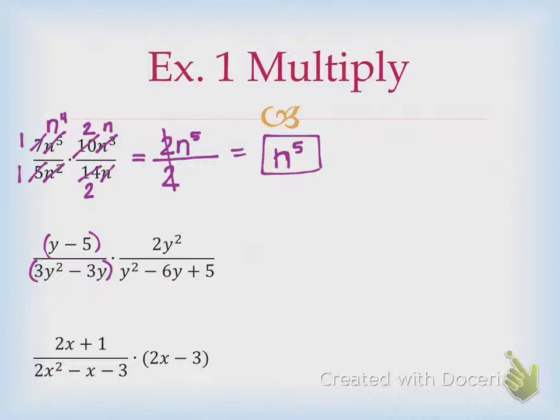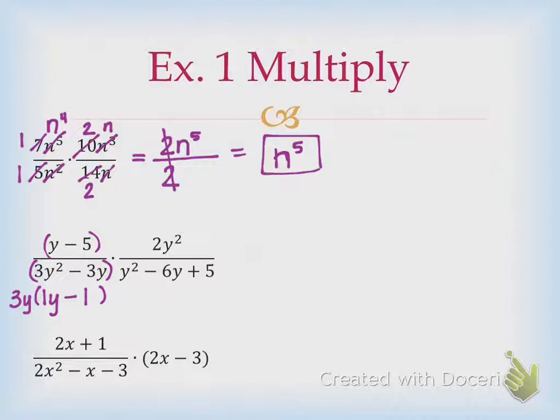First of all, y minus 5. Is there a greatest common factor? No, so that stays the same. But what about 3y squared minus 3y? Do I have a greatest common factor there? Yep, they both have a 3, so I could pull a 3 out. They both have a y, so I can pull y out. Once I do that, 3 divided by 3 is 1. If I had 2 y's and I take out 1, I'm left with 1. 3 divided by 3 is 1. If I had 1 y and I took it out, I'm left with no y's.